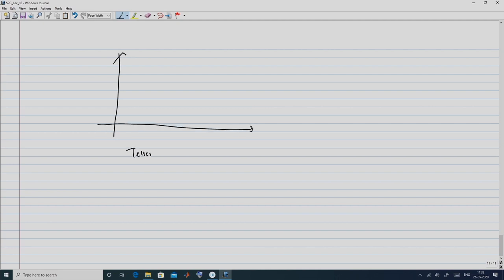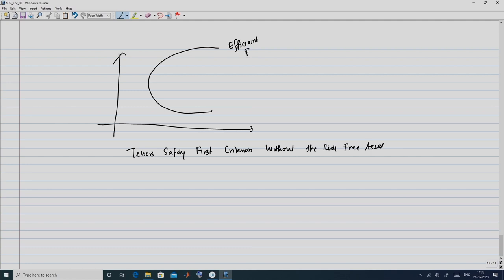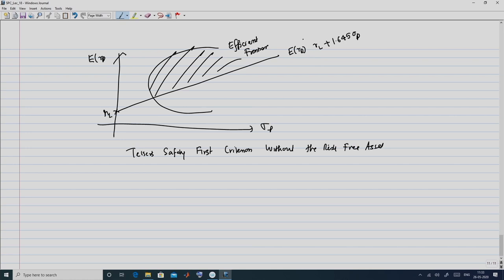So, let's look at Telser's safety first criteria without the risk free asset. So, that means since there is no risk free asset, the efficient frontier would look like this in the sigma p, ERP plane, and then we have this RL, and so basically the line that ERP is equal to RL plus 1.645 sigma p. So, this region is the region where ERP is going to be greater than or equal to RL plus 1.645 sigma p.